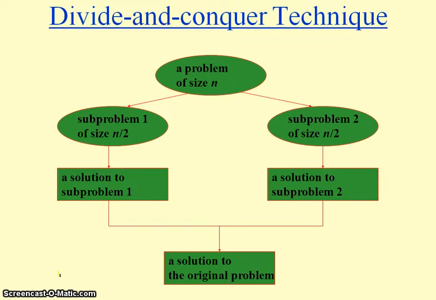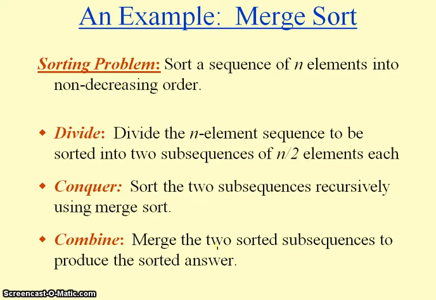In the divide stage, the original problem of size n is divided into subproblems each of size n by 2. So this happens to be the divide stage. Next, in the conquer stage, the solution to each subproblem is obtained recursively until no more recursion can be performed. And finally, in the last stage, the solutions obtained for the subproblems are combined to obtain the solution for the original problem. Now let us understand this divide and conquer technique using the merge sort algorithm.